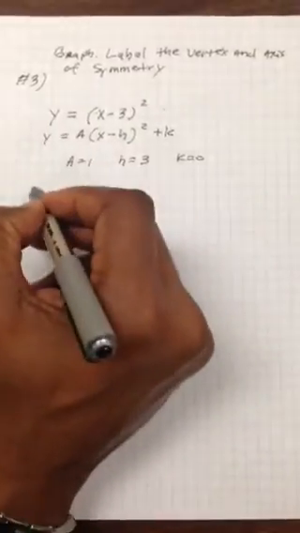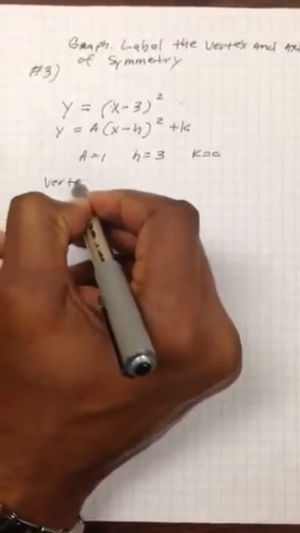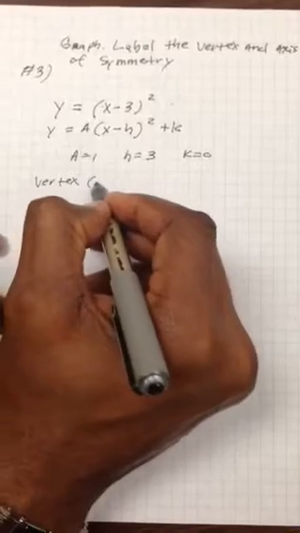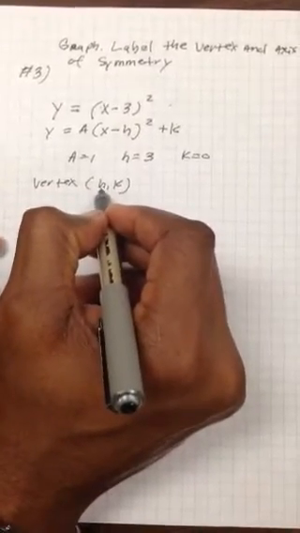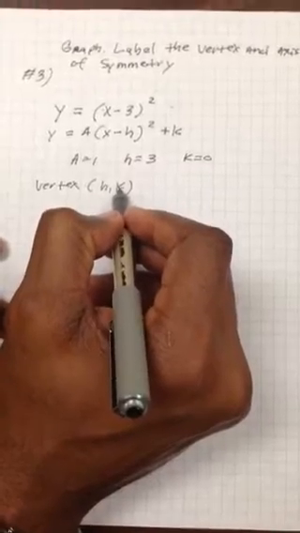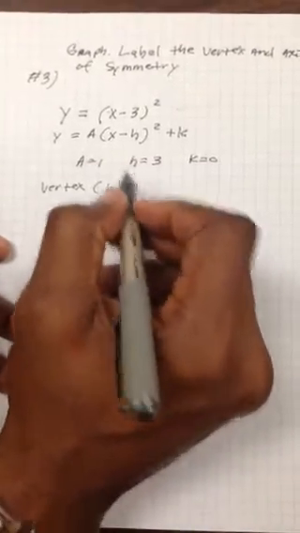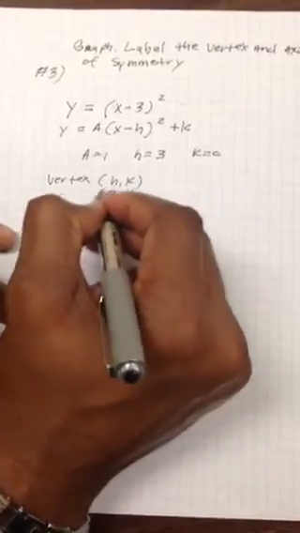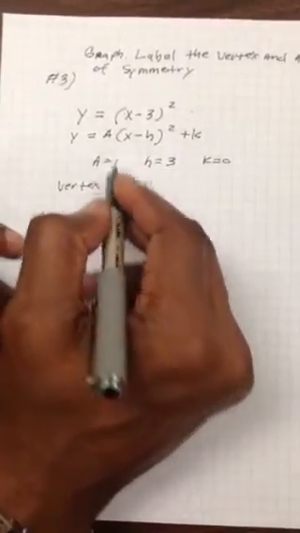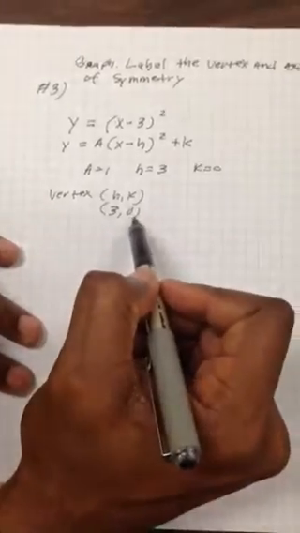So now that I have all of my constants, I can find my vertex. My vertex is going to be (h, k). H is the horizontal part, k is the vertical part. So h is going to be 3, and k is going to be 0. So my vertex for this quadratic function is (3, 0).